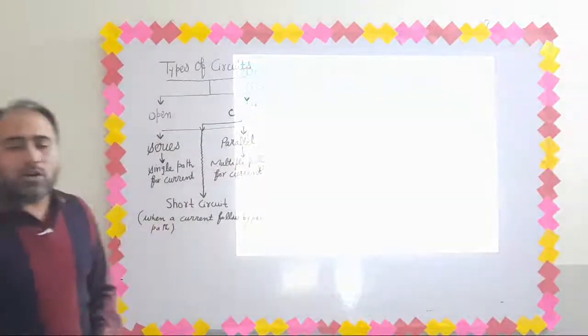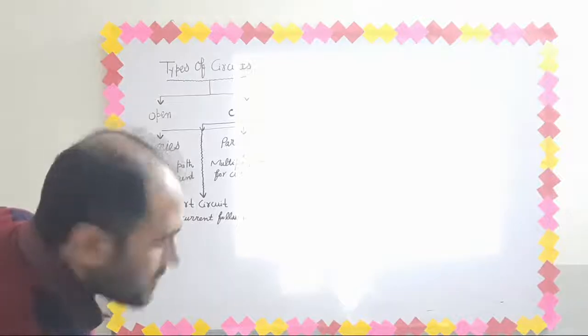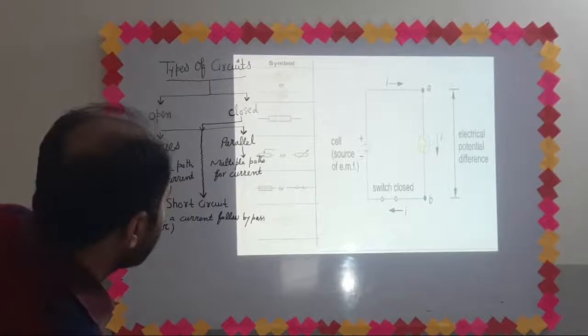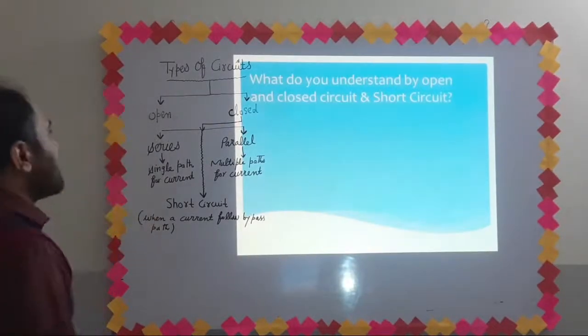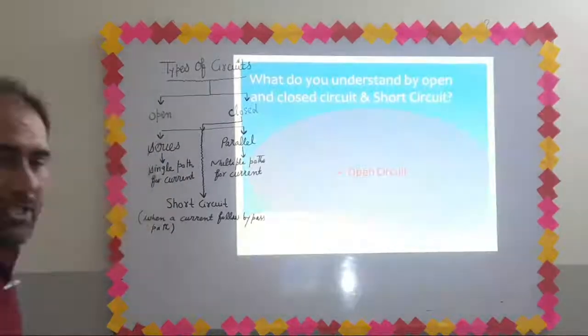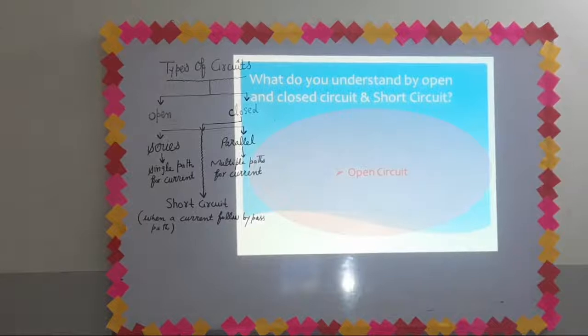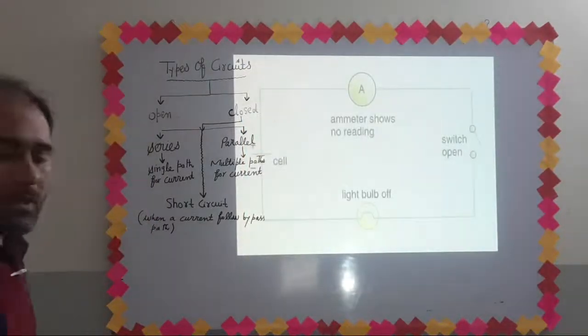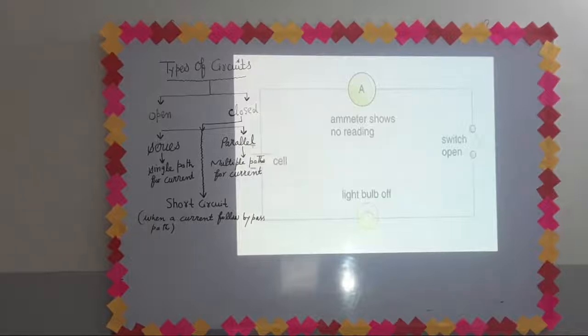Now we will discuss open and closed circuits. These are the symbols. You have to learn and practice all of these symbols. What do you understand by open and closed circuit? First of all, we discuss open circuit. That is on your textbook page number 280. This is a circuit diagram for an open circuit. Why is it called an open circuit? Can anybody answer me?